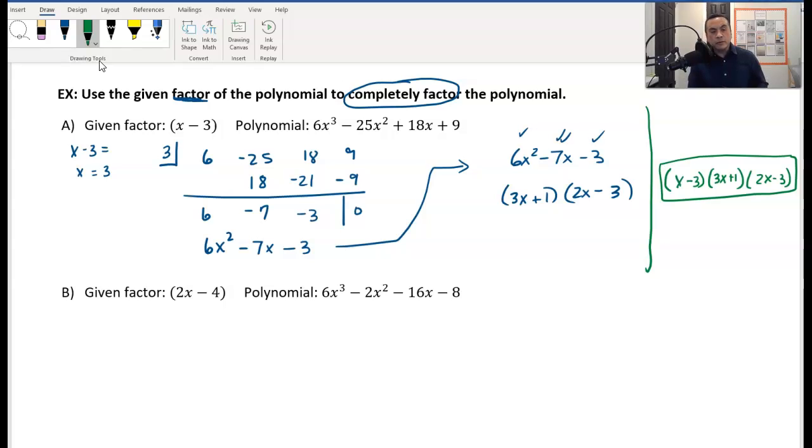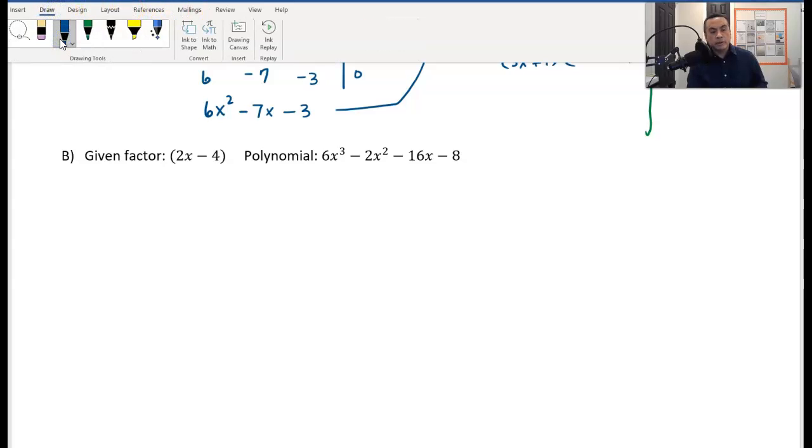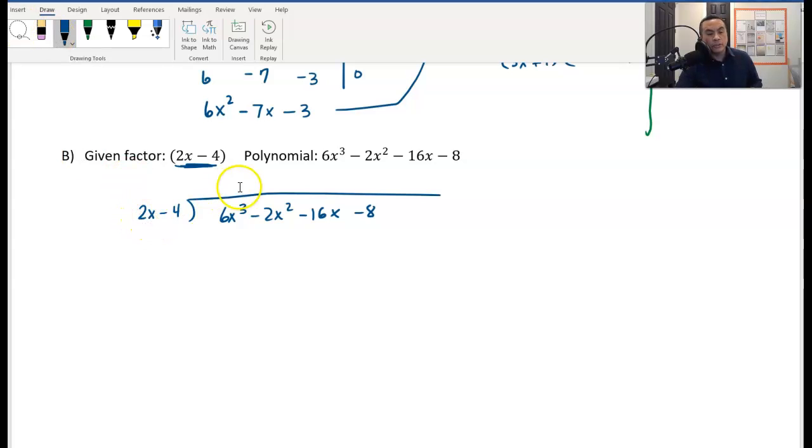It says same thing. Use the given factor to completely factor the remaining polynomial. So here we go. Same instructions, but because I am dealing with a factor that has a coefficient in front, I think I'm going to use long division here. So I'm going to go like this: 6x cubed minus 2x squared minus 16x minus 8. And we go 2x times what gives me 6x cubed. So again, we're trying to find out this first term times what up here gives me this right here, 6x cubed. Well, it's going to be 3x squared.